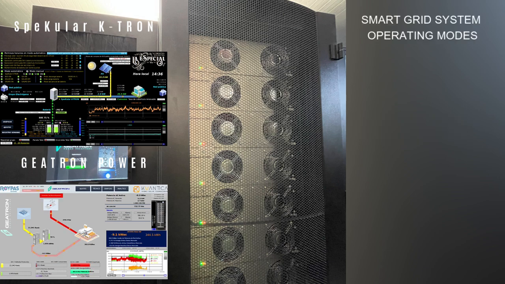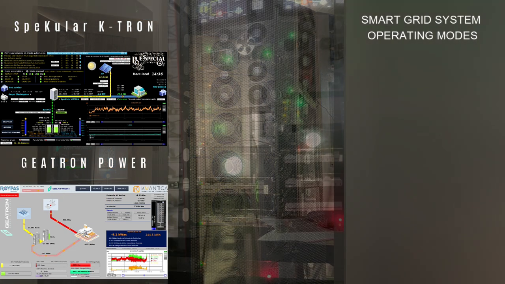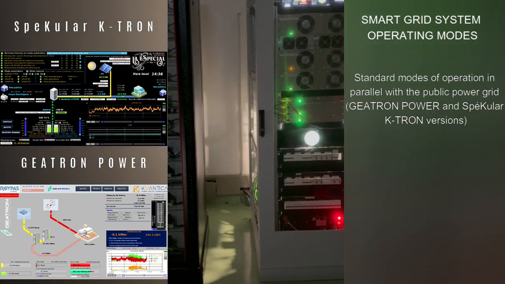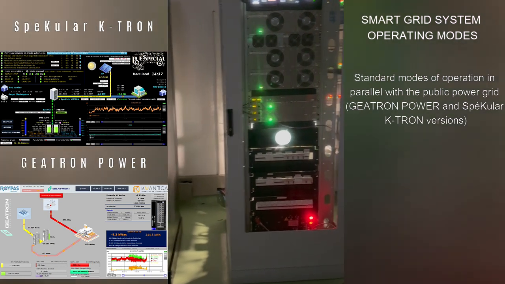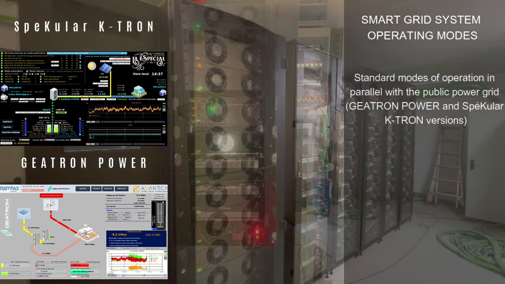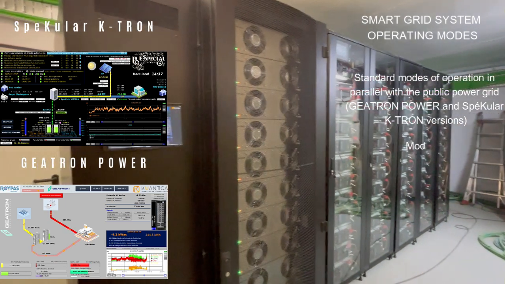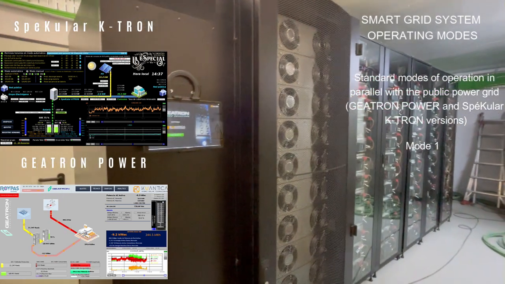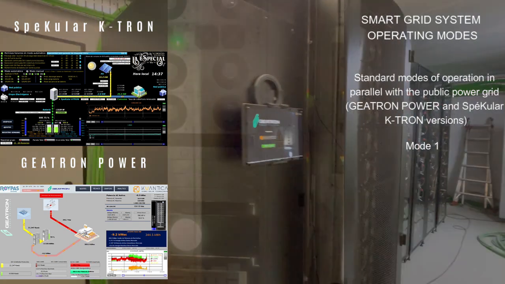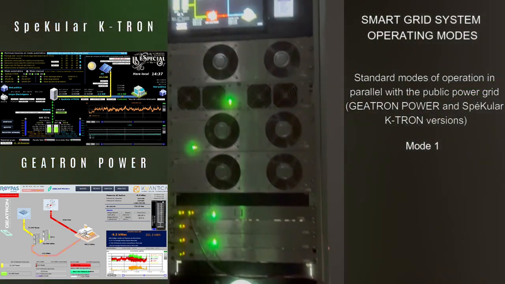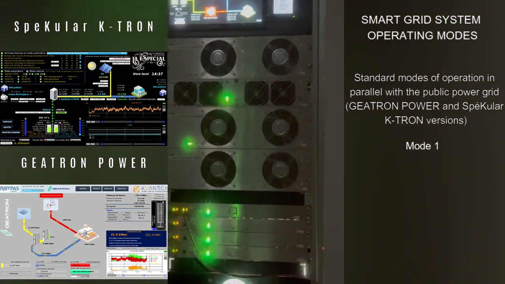Smart grid system operating modes. Standard modes of operation in parallel with the public power grid, Geatron Power and Spekular Tron versions. Mode 1. Parallel operation with the public power grid. Managing the renewable source to provide savings in electricity consumption.